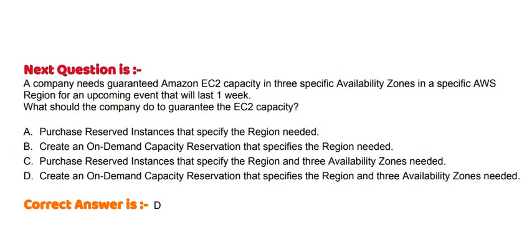Option A: purchase reserved instances that specify the region needed. Option B: create an on-demand capacity reservation that specifies the region needed. Option C: purchase reserved instances that specify the region and three availability zones needed. And option D: create an on-demand capacity reservation that specifies the region and three availability zones needed. The correct answer is option D.